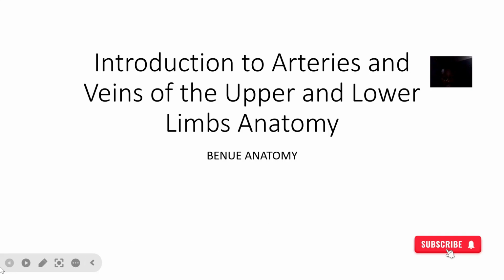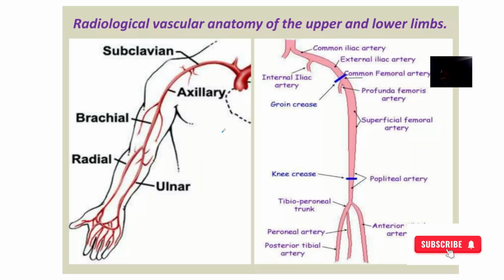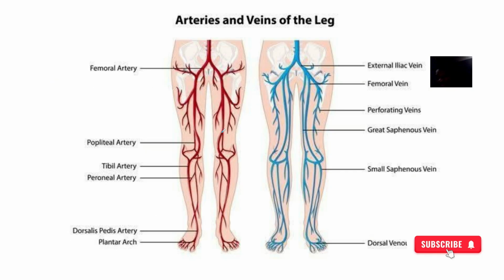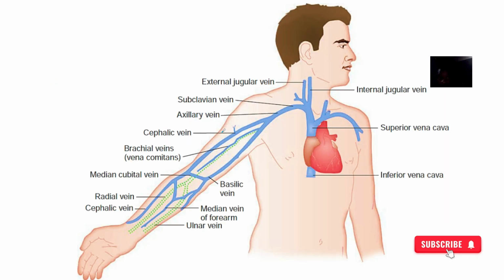Alright, so this will actually serve as our first video as related to the arteries and veins of the upper and the lower limb. So we are trying to talk about arteries and veins of the upper side of the body, and also arteries and veins of the lower side of the body. So this one is more of an introductory video where we just get to look at them at a glance. Do you understand? We get to look at them at a glance and just look at their possible anatomies.